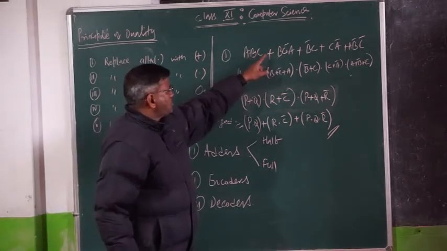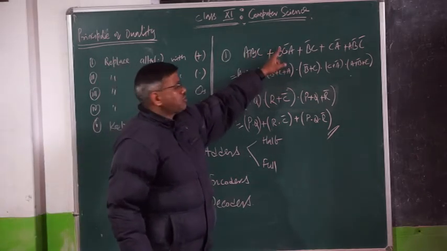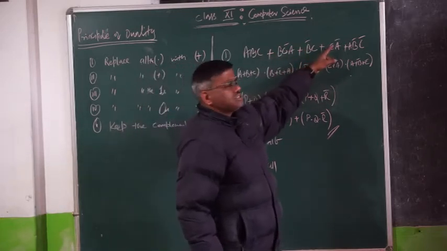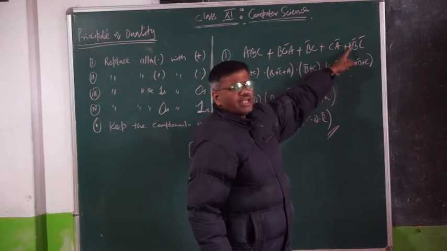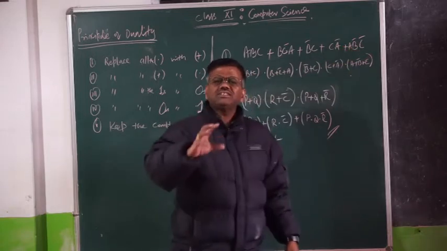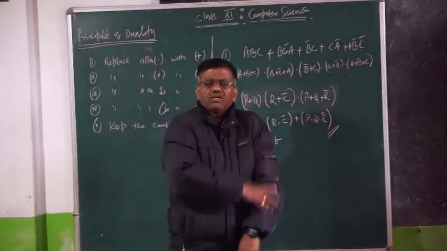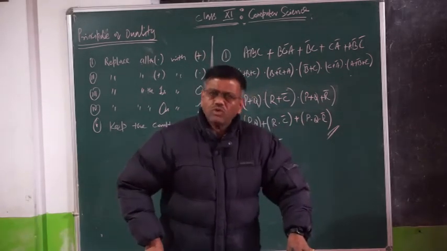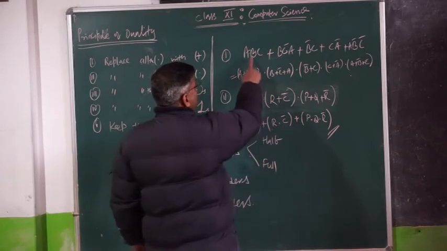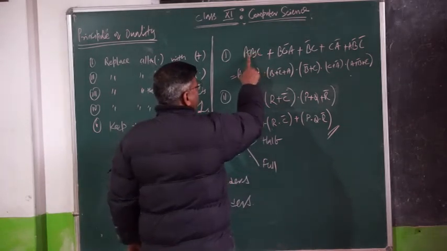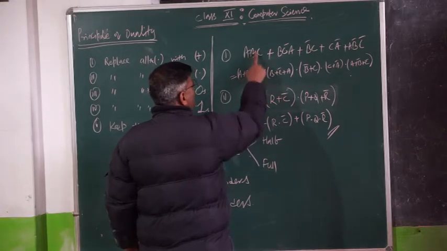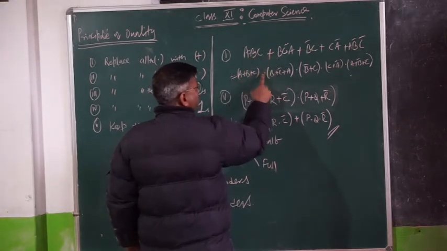Here are a couple of examples I gave. A into B into C plus B into C complement into A plus B complement into C plus C into A complement plus A into B complement into C. This is the given question. They are asking you to find the dual expression of it. What is the dual expression? A into B into C, A and B and C, becomes A or B or C. The dot becomes plus, the plus becomes dot.